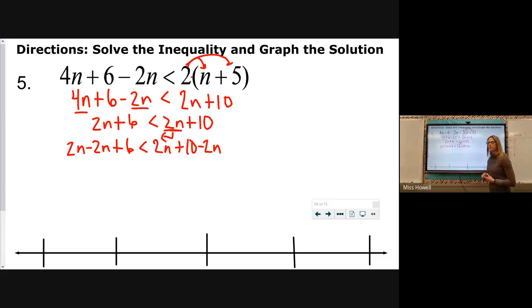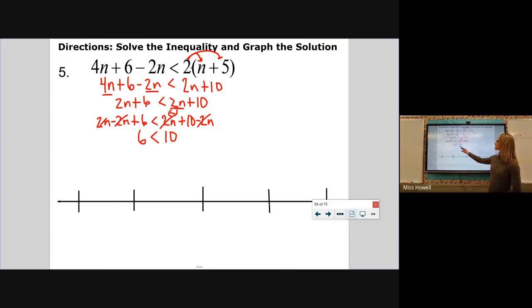All right, these will eliminate or cancel, bring down our 10. Over here, these are also opposites. They would eliminate, leaving us with 6 is less than 10. All right, since all of our variables disappeared here, we have a special case, and we need to check to see if it's a true or false statement. This is a less than statement, so this is true. 6 is less than 10.